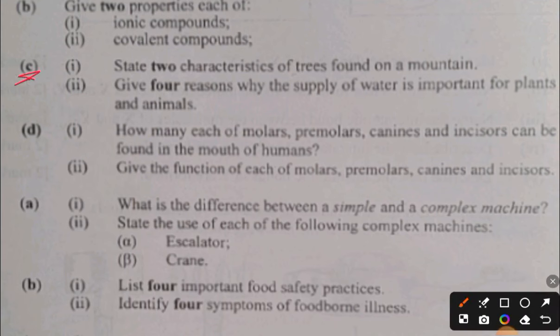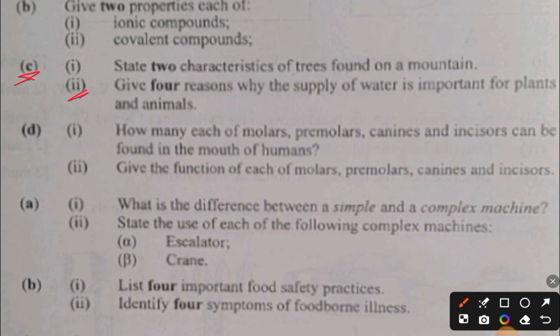Then the C. Give 2 characteristics of trees found on a mountain. So 1, their leaves are needle-like, and also they have sloping branches. Then the next question says, give 4 reasons why the supply of water is important for plants and animals.